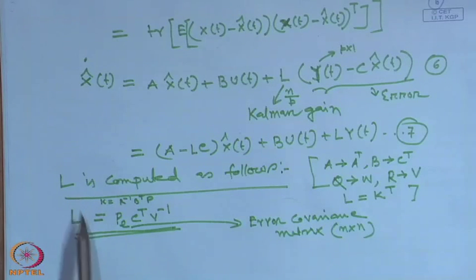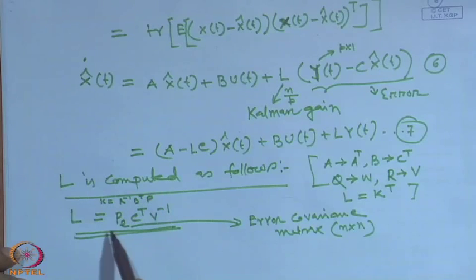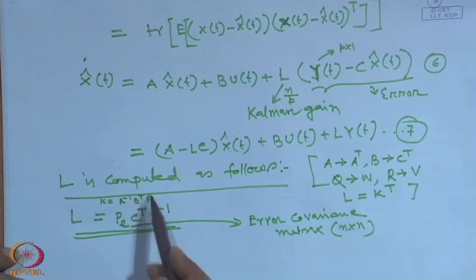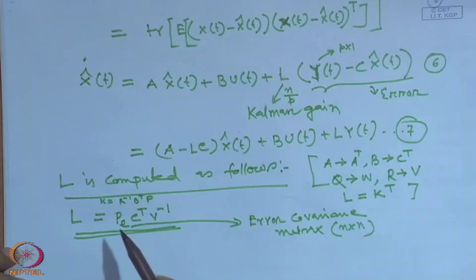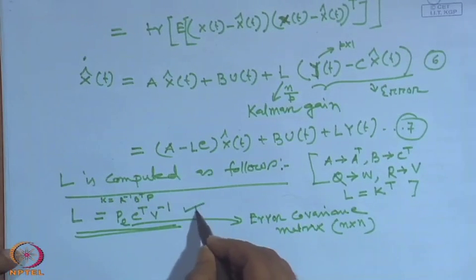Look here at how I am computing the Kalman gain. For the controller gain, K is equal to R inverse B transpose P. Take the transpose of K; P is a symmetric matrix. So, P is replaced by P_E, my error covariance matrix, and B is replaced by C transpose, then R inverse is replaced by V inverse. Agree? So, this is the Kalman gain expression.